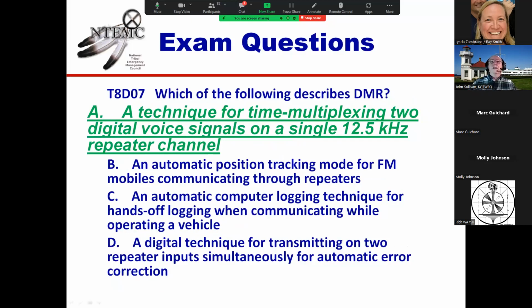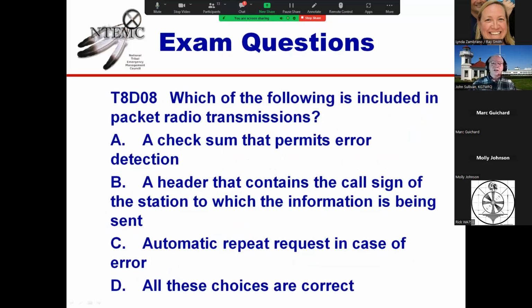Which of the following is included in packet radio transmissions? A checksum that permits error detection, a header that contains the call sign of the station to which the information is being sent, an automatic repeat request in case of error. Well, the checksum goes with the automatic repeat. That's how you can determine the error and then do the repeat request. And there is a header with the call sign information. So all of these choices are correct. It is all of the above.